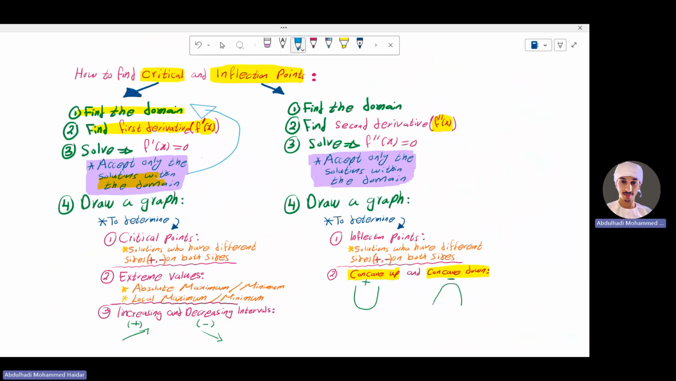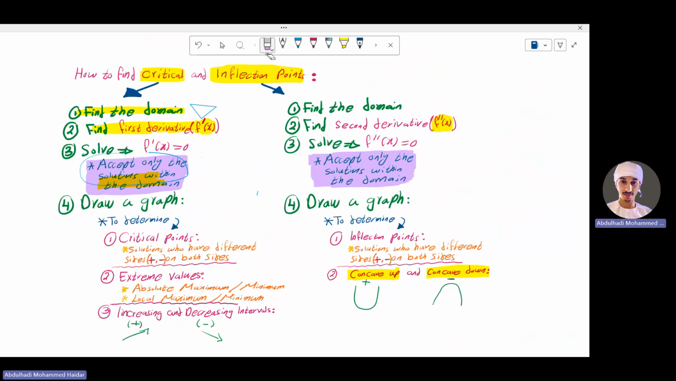But when we solve f prime of x equals 0 and we have solutions x1 and x2, they are not officially critical points. They have to satisfy two conditions. The first one, they have to be within the domain. If they satisfy it, we go to the graph. In the graph, the solution has different signs on the left-hand side and right-hand side, like positive, negative. We are going to solve a question, and you will know later, inshallah.